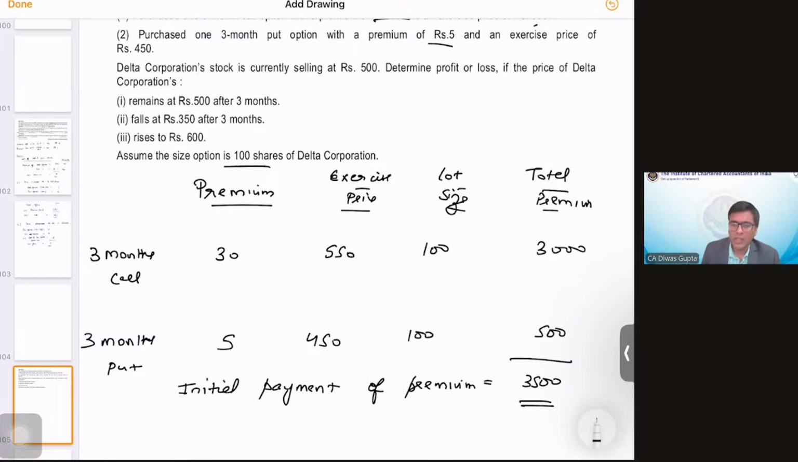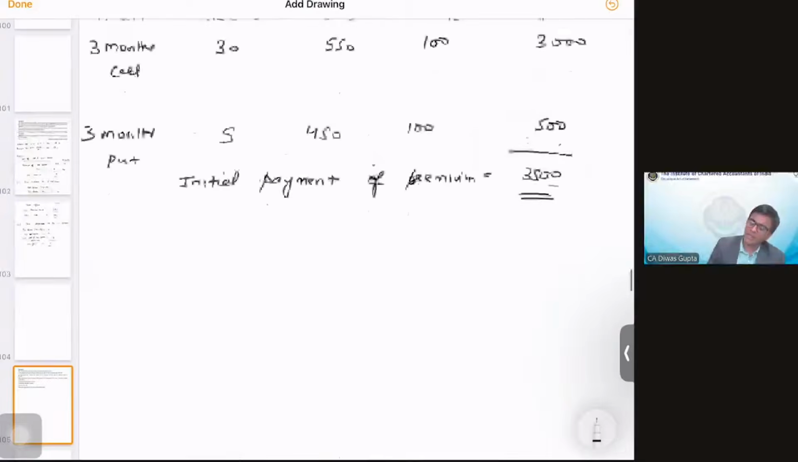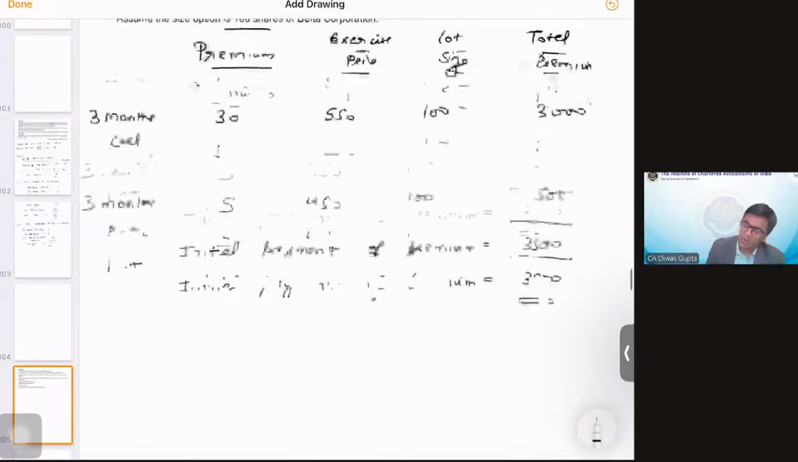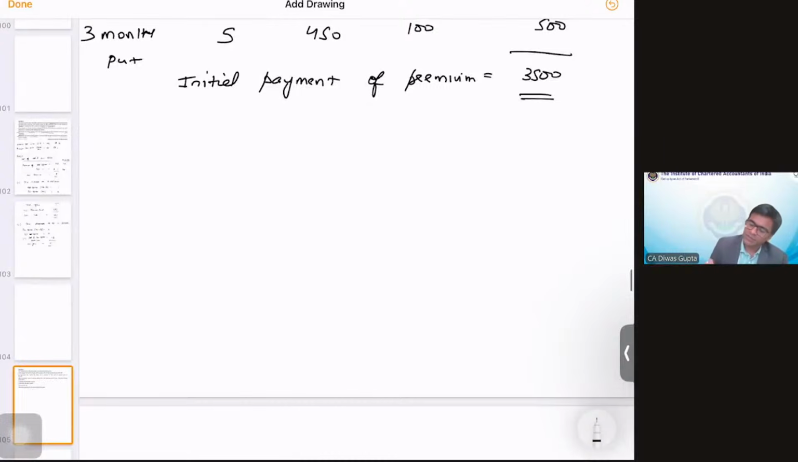Clear? So this is the initial premium that we have paid. Now I want all of you to answer, let's go step by step. If the price goes this much, then I want all of you to answer what the call and put option payoffs will be. Now let's put at maturity. Let's first take the price of 500.